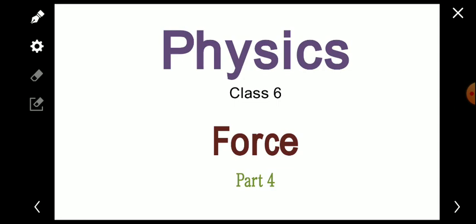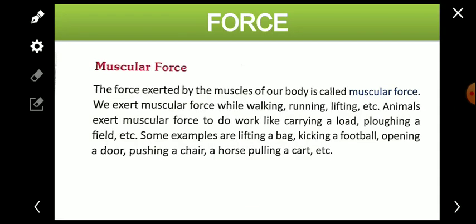We are going to continue the chapter Force. As you can see, this is part 4 of the chapter, and today we are going to continue with the types of forces. In the previous sessions we have talked about the types of forces, contact forces and non-contact forces, and we were talking about the types of contact forces. So a few types we have learned, and we are going to continue that topic.